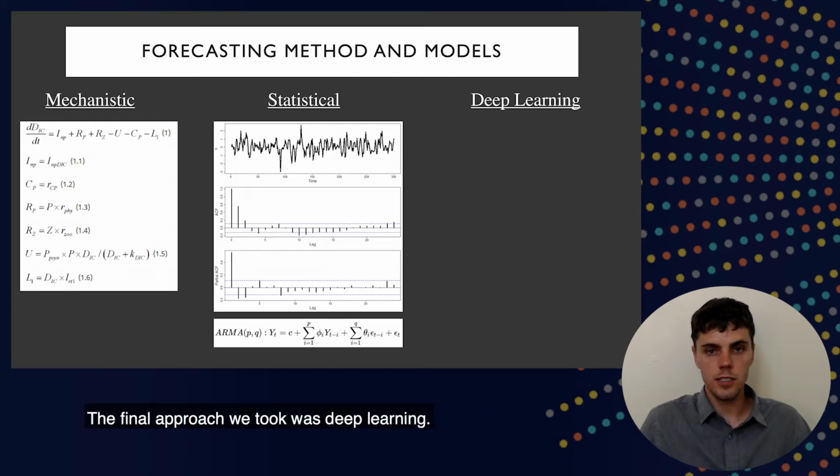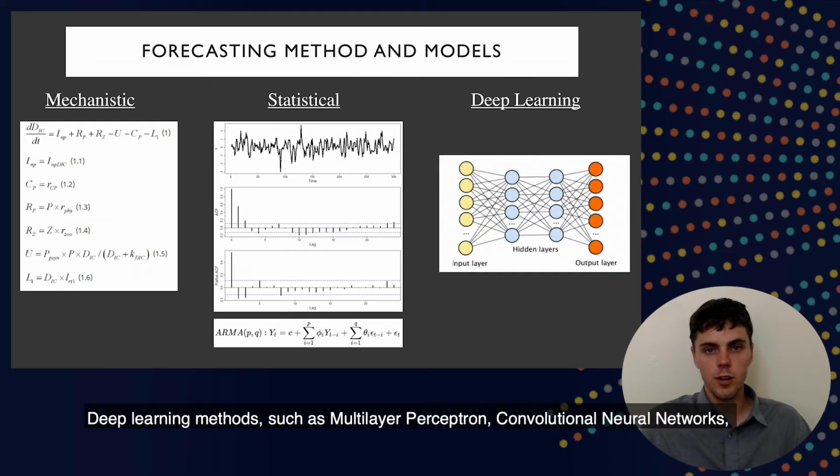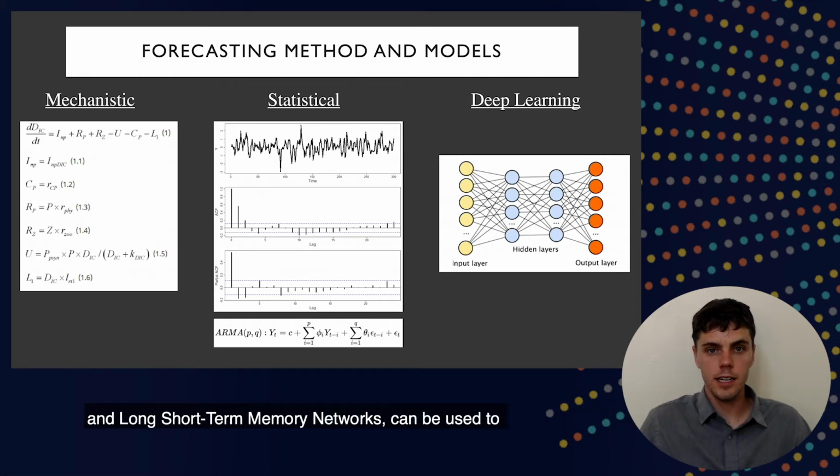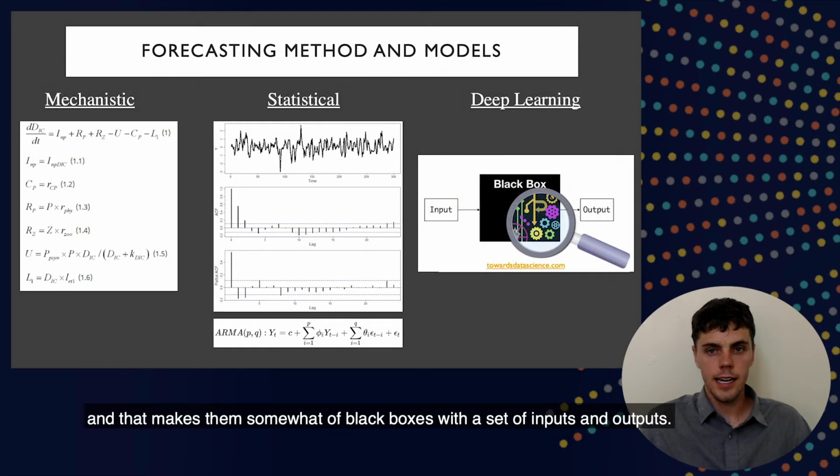The final approach we took was deep learning. Deep learning methods such as multi-layer perceptron, convolutional neural networks, and long short-term memory networks can be used to automatically learn the temporal dependent structures for challenging time series problems. Deep neural networks, which power deep learning algorithms, have a set of input units, and that's where the raw data gets fed. They also have several hidden layers in between which help to process and map those inputs to the output nodes. While deep learning techniques often result in more accurate predictions, their highly complex architecture is hard to interpret, and that makes them somewhat of black boxes with just a set of inputs and outputs.